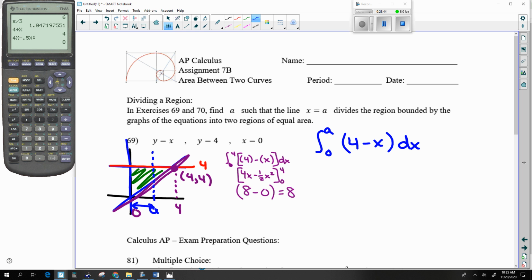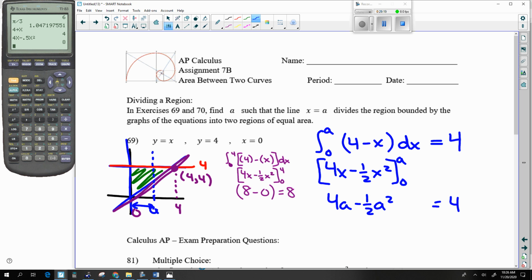Now, this is going to give me this area up to whatever this mysterious a is, and I need that area to be half of what the total area is. So I need this area to be equal to 4. We integrate 4x minus 1/2 x squared from 0 to a. Substituting in, this is 4a minus 1/2 a squared minus 0, and that's equal to 4.